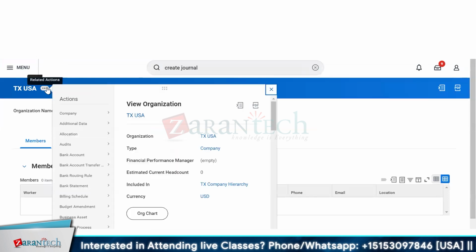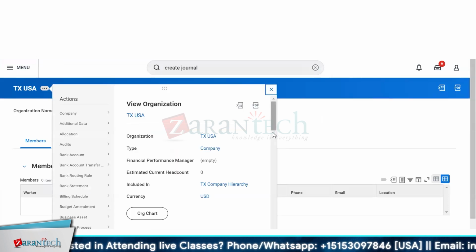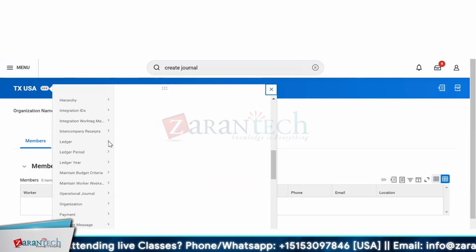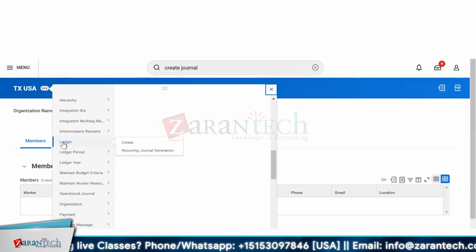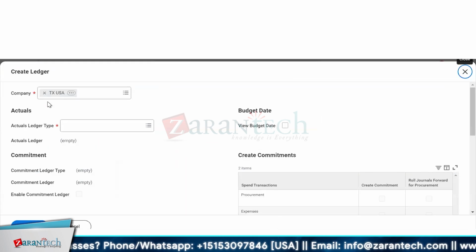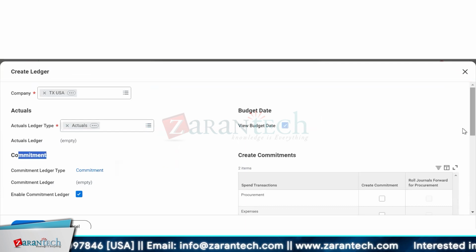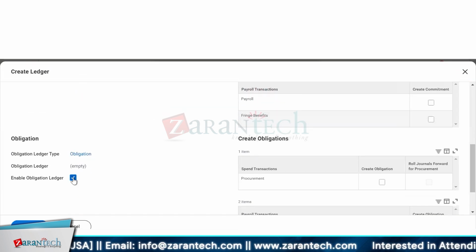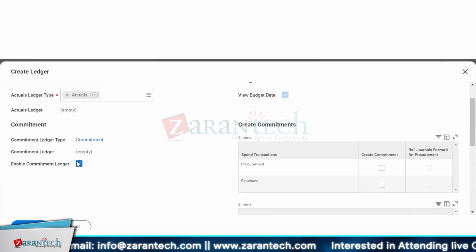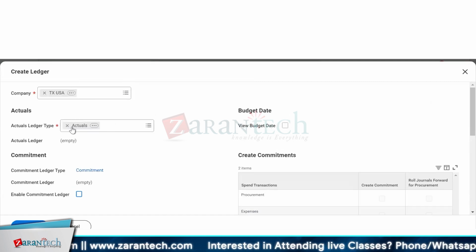What we did last time, once again for this tenant and the company, I need to create a ledger here, and the option is ledger and create. The system will open up this window where I have the actual type, that is actual, and the system automatically adds commitment and obligations. We discussed these two ledgers already, not in detail, but I have cleared the concept. We have to uncheck these two options to create only one ledger for our financials because we are learning financials here.